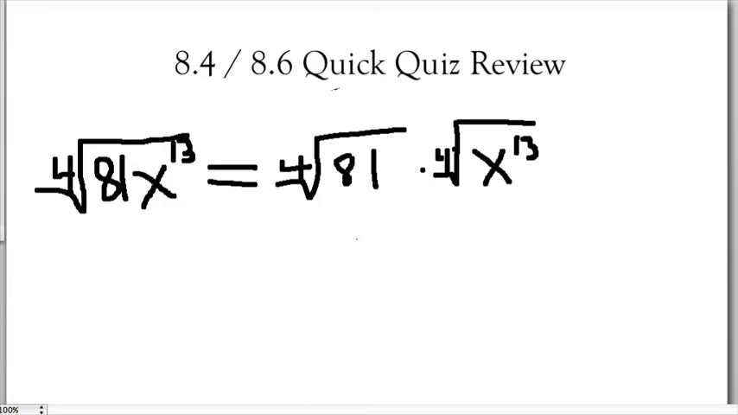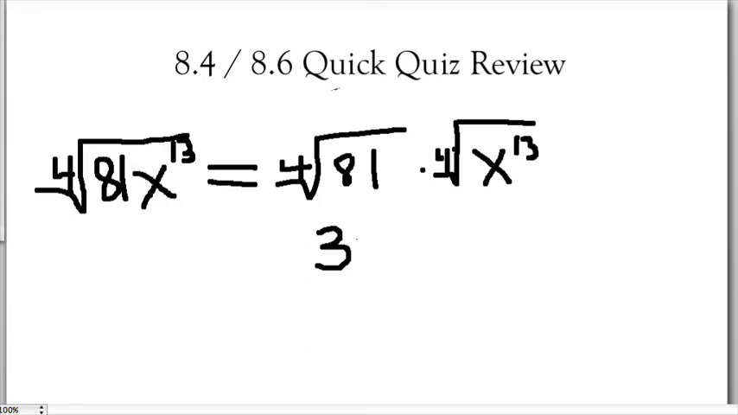In the fourth root of 81, you're thinking, what to the fourth power equals 81? That's how you evaluate that, and it is 3. So the fourth root of 81 is 3. And now we have to do the fourth root of x to the 13th. Now this doesn't simplify perfectly. There's nothing I can raise to the fourth power that gives me x to the 13th.